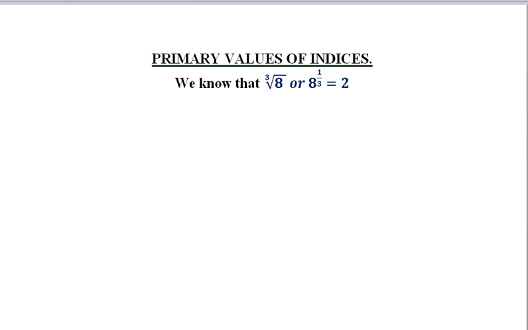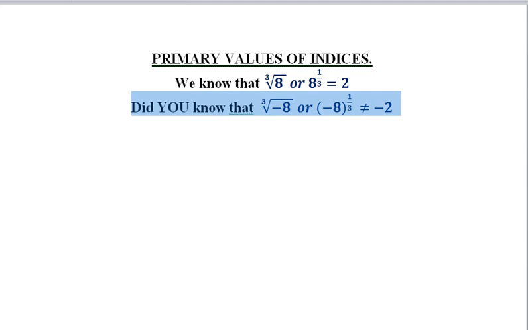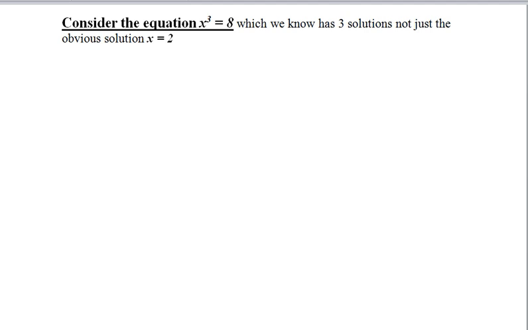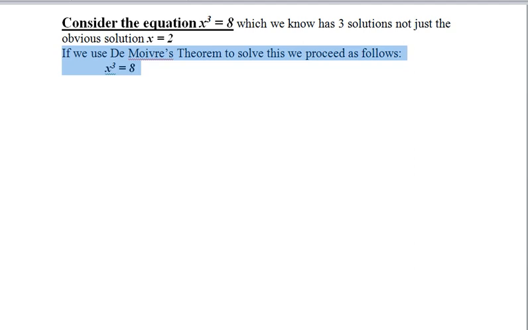We know that the cube root of 8, or 8 to the power 1/3, is equal to 2. But did you know that the cube root of negative 8 is not negative 2? Consider the equation x cubed equals 8, which we know has three solutions, not just the obvious solution x equals 2. We'll solve this using de Moivre's theorem.